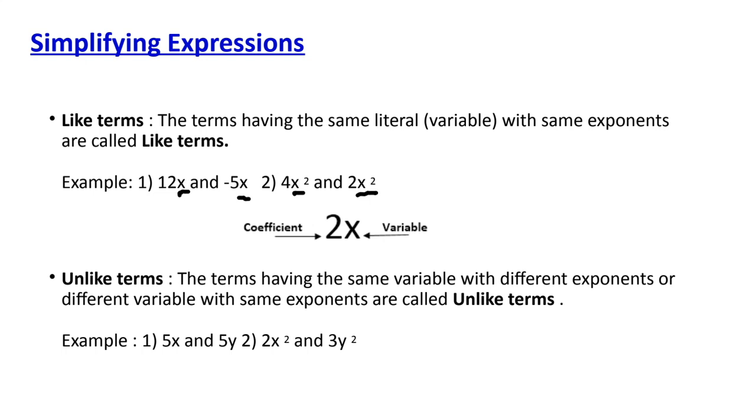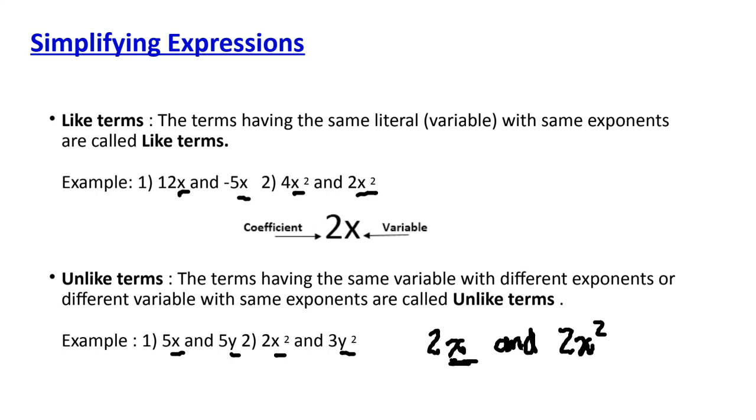In example 1, we have an x and a y. I can't combine those. They're different variables, different letters, so they cannot combine. In example 2, we have x squared and y squared. Again, these have the same exponents, but the letters are different. What if I had a 2x and a 2x squared? These are not like terms because my x has a power.